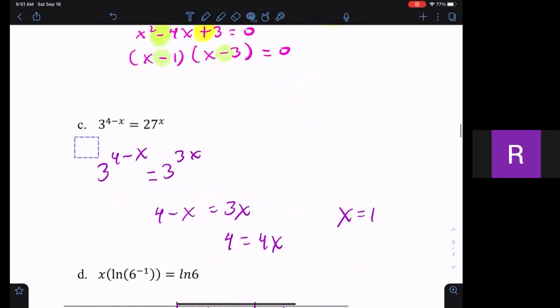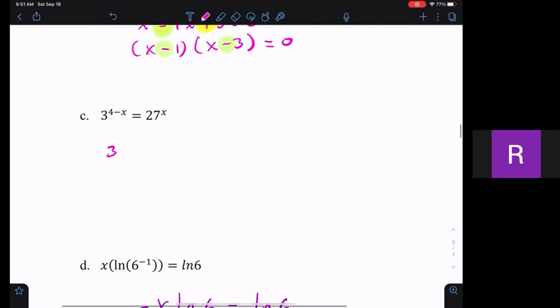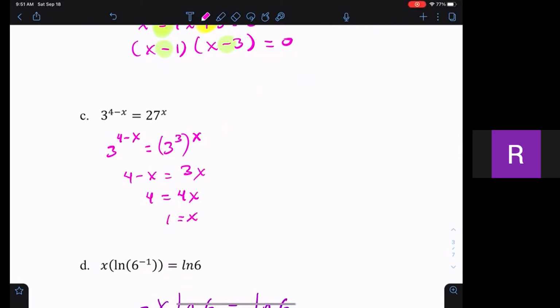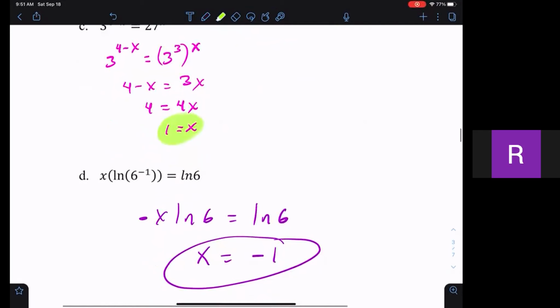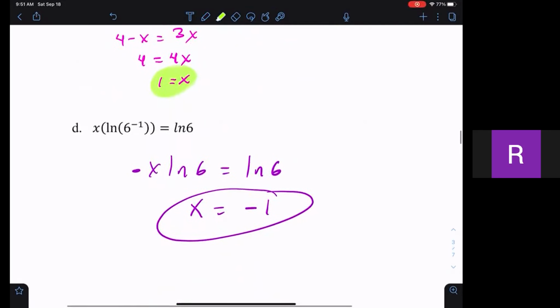This one. So here, again, same thing, right? This exponential equation, I want to make the bases the same. So this is 3^x. This is 4 minus x equals 3x. Add x to both sides. That's 4x, so x equals 1. Okay, x equals 1. And that's it, right? That's how you do that. Next.